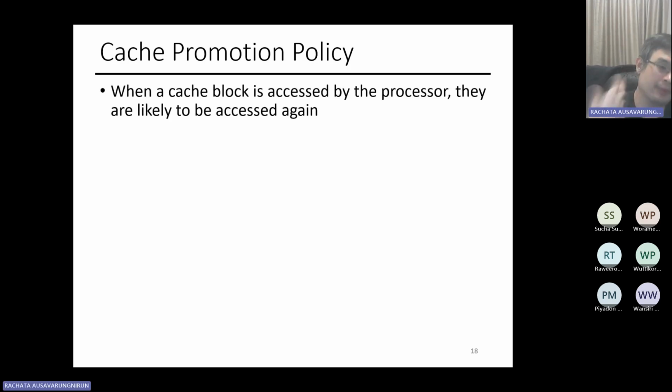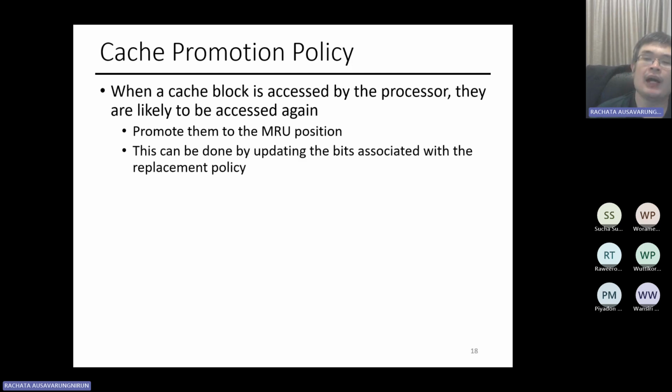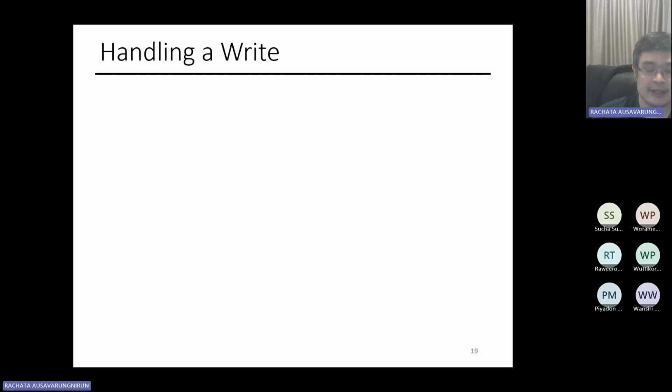Then you also have the promotion policy, which means that let's say you access a block that's already in the cache, right? It is likely to be accessed again, so maybe you want to promote it to the MRU position. This can be done by updating the bits relevant for the replacement policy, depending on how you design your cache. Then the last thing is about the dirty bits, handling writes or dirty bits.